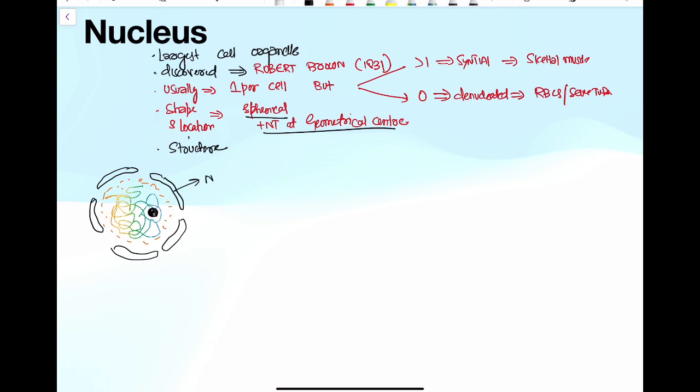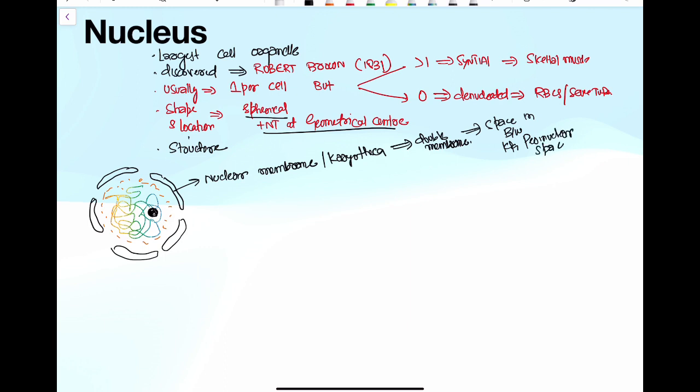This is the nuclear membrane, which is also called the karyotheca. Let us remember this is a double membrane, and this double membrane has a space in between, which is called the perinuclear space. Your book has mentioned the diameter of the perinuclear space, which is 10 to 15 nanometers.